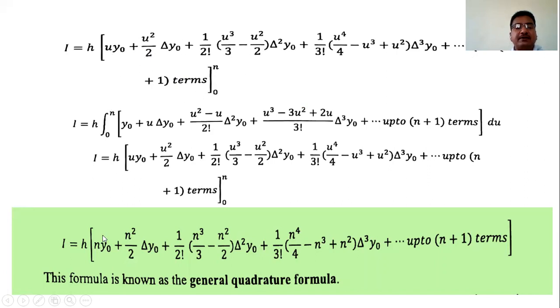So what is the value? n y naught plus n square by 2 delta y naught plus 1 by 2 factorial (n cube by 3 minus n square by 2) delta square y naught, plus 1 by 3 factorial (n raised to 4 by 4 minus n cube plus n square) delta cube y naught, and so on up to n plus 1 terms. So this is the value of this bracket at n. That is, substitute first u equal to n, then minus the value at the lower limit, that is, substitute u as 0. If you substitute u as 0, then this term is 0, this term is 0, this bracket is 0, and all the terms are 0.